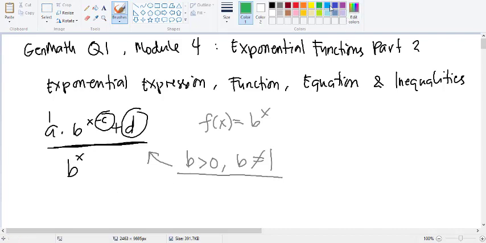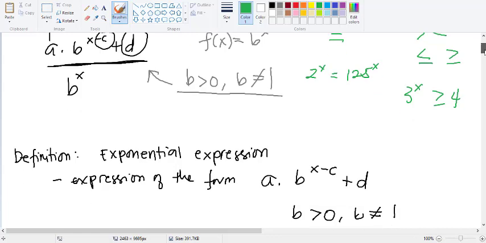Now, just like anything else, the difference between an equation and inequalities is that an equation has an equal sign. So, let's say, you have 2x is equal to 125 to the power of x as well. Inequalities, on the other hand, use the inequality signs that we have. So, for example, you have 3 to the power of x is greater than 4. So, this is an inequality. Okay? Those are their most basic differences.